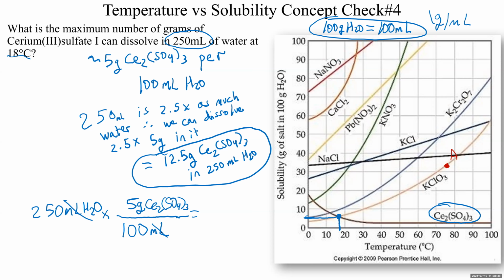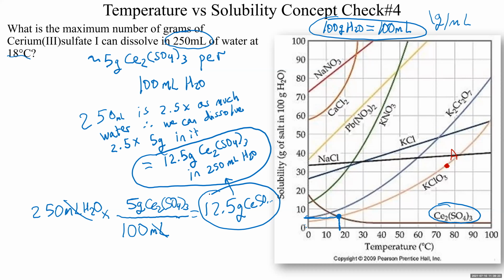250 milliliters of water, I know from the graph, every 100 milliliters of water is equivalent to 5 grams of cerium sulfate. The line where it intersects is right between 0 and 10. So that's 5 grams of cerium sulfate. And that's it. So I have 250 divided by 100 times 5, same thing, 12.5. 12.5 grams of cerium sulfate. I don't have enough room, but you can kind of see it. So I hope all of this is making sense.